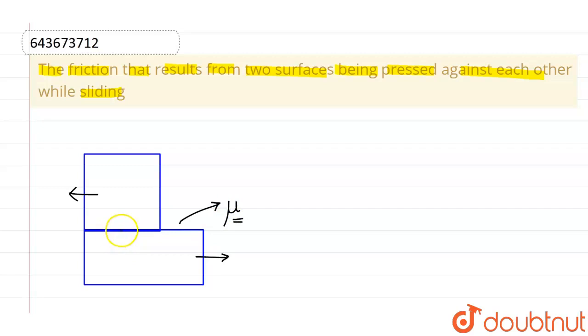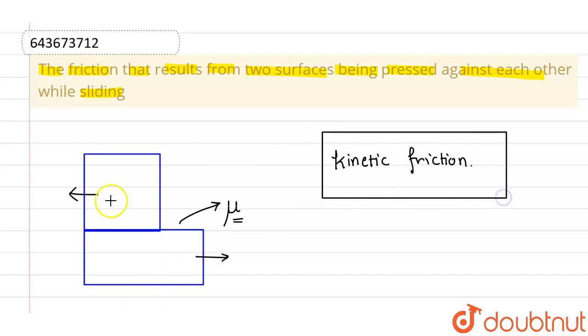So when these two are sliding, then kinetic friction will come into act. Kinetic friction will come into act, which will resist the relative motion of the two blocks, which tries to resist the relative motion between two blocks. Friction will act. This kinetic friction will act in the direction opposite to that of the motion.